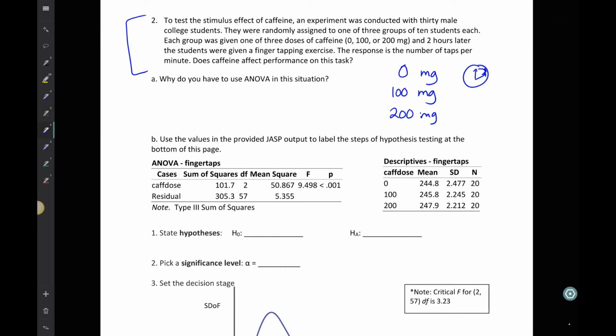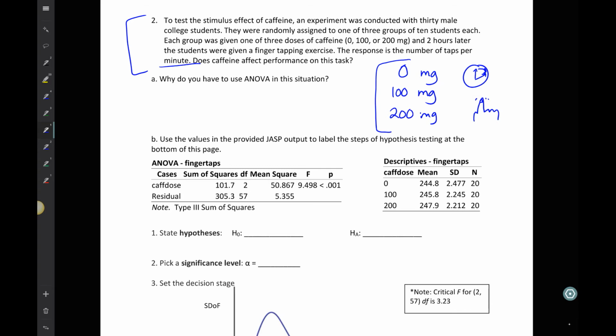And after that time, they do some sort of finger tapping exercise, and they count how many times you tap your finger in a minute. Not exactly sure why you would want to do this. I'm sure it has some greater relevance beyond just finger tapping. But this is the idea. We have 3 groups of people. We want to know, does caffeine affect how quickly they can tap their fingers?